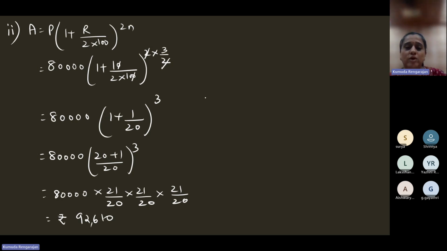So for a loan, compounded yearly is good. For a loan where you have to pay the interest, compounded yearly is good. For a deposit where you keep the money in the bank, where the bank gives you interest, getting interest many times in a year is beneficial. You are benefited there. You'll get a little more as interest. So for a deposit, if interest is compounded quarterly or half yearly, you will get a little more as interest.